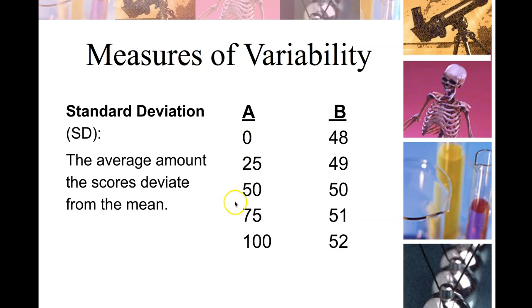The mean score in column A is 50, right? We can add them up, divide by 5, we get 50. The mean score in column B is also 50, right? So it's the same mean score for both groups. However, they're very different, right?